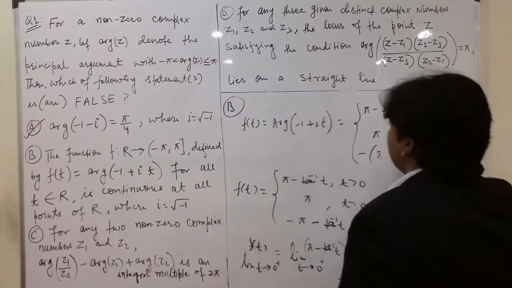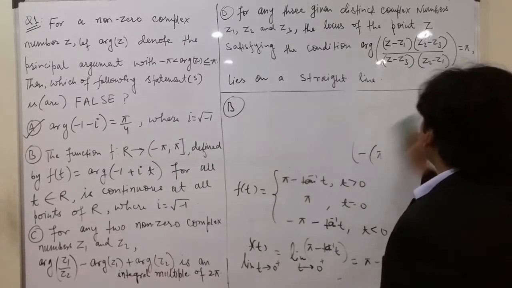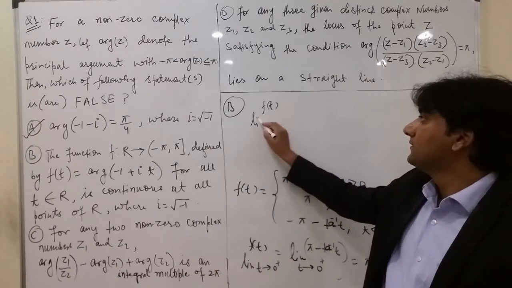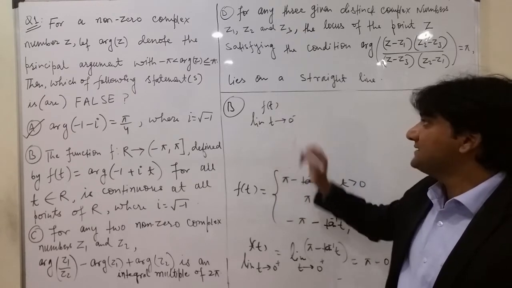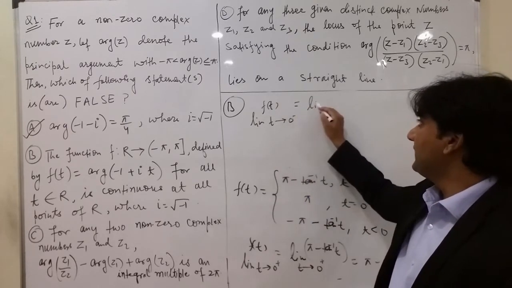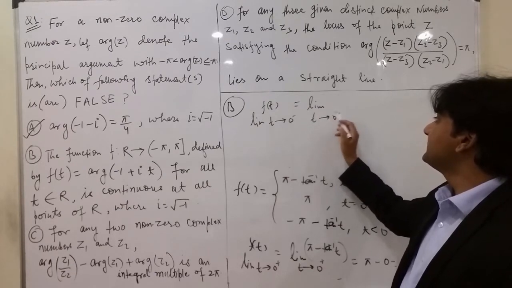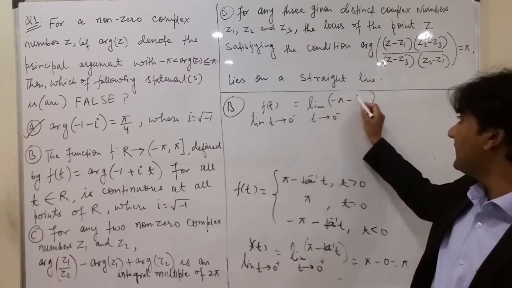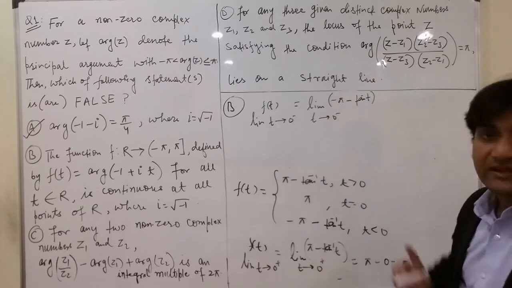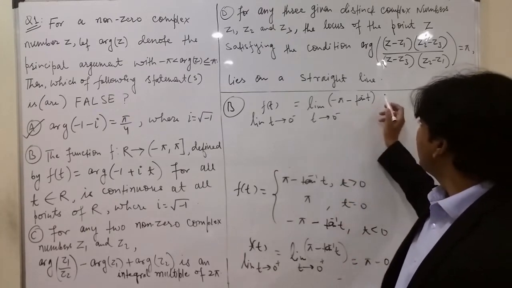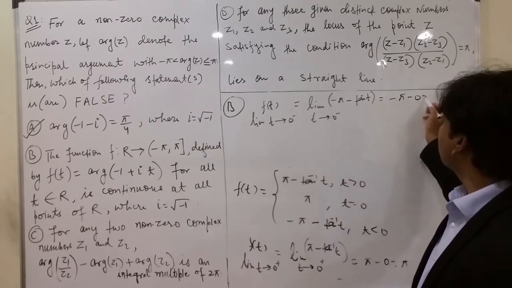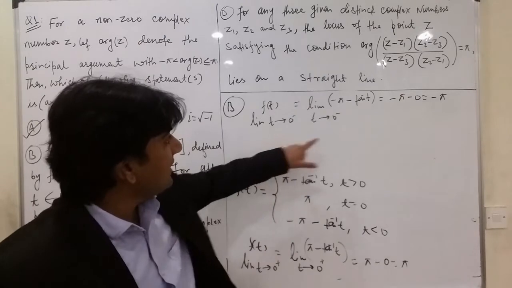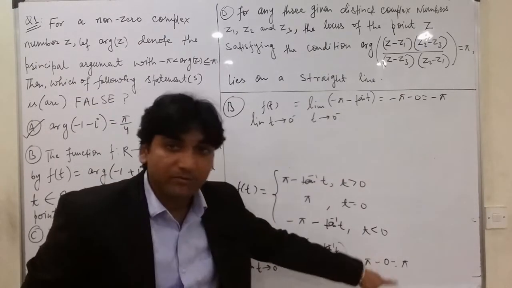Now I can erase this. And f of t when t less than 0 negative, I mean left hand limit I am going to find. So limit t tends to 0 negative, and for left hand limit function I have to take this, which is minus pi minus tan inverse t. Okay, so if I put 0 here, then I will get minus pi minus 0, which is minus pi. So what I am observing right now, left hand limit I got minus pi, right hand limit I got pi.